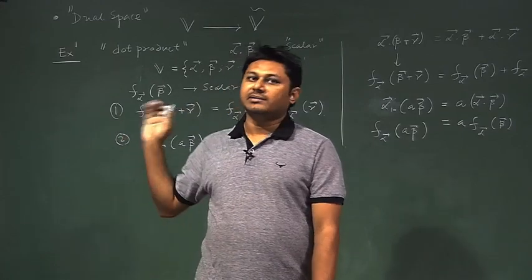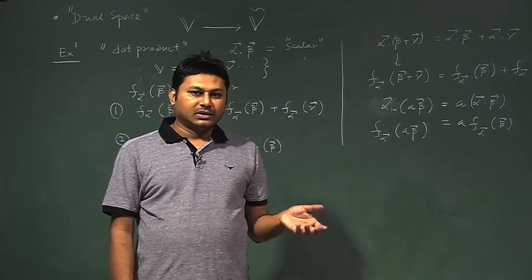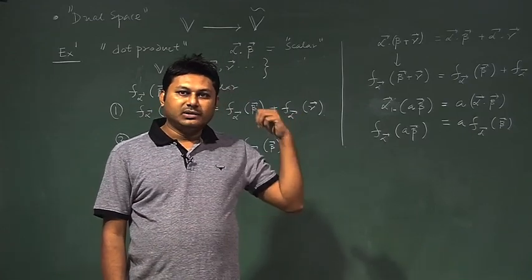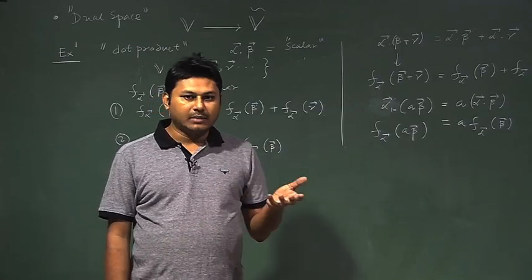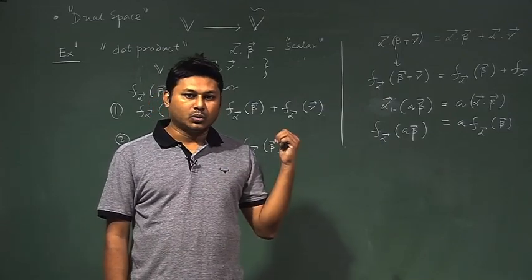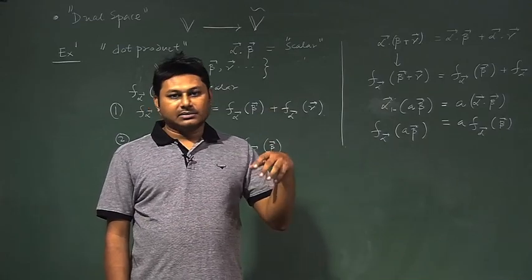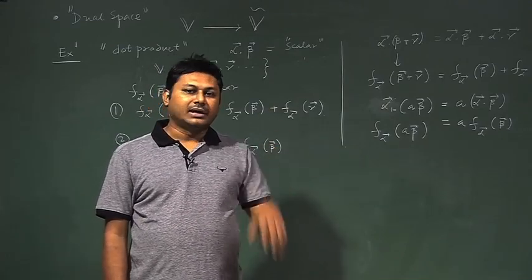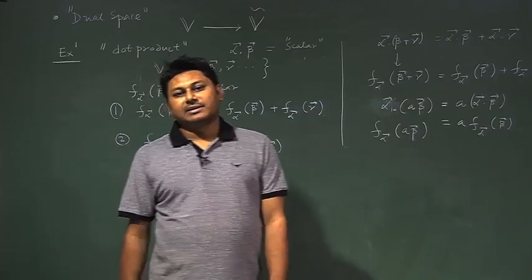In the next class we will also start with this, because dual space is a very important concept we need to know. We will start from a new example. It is not that the dot product is the only example; there are many examples which can follow the rule of a linear functional. So, next class we will take another kind of rule which also follows the linear functional. With that, let me conclude.